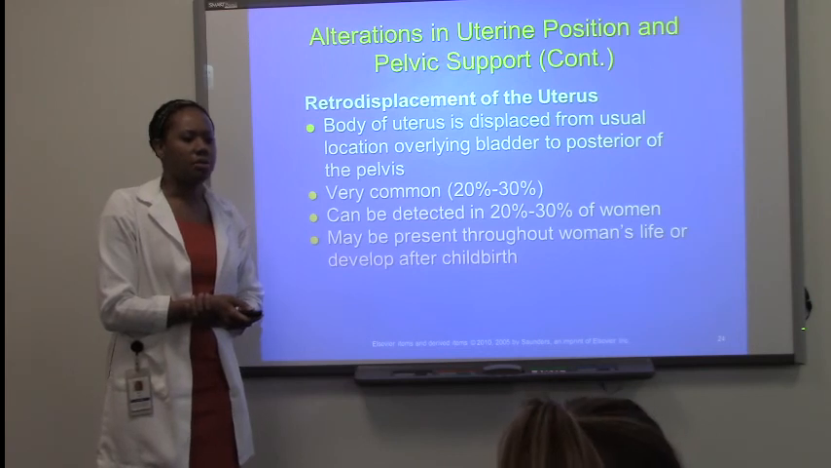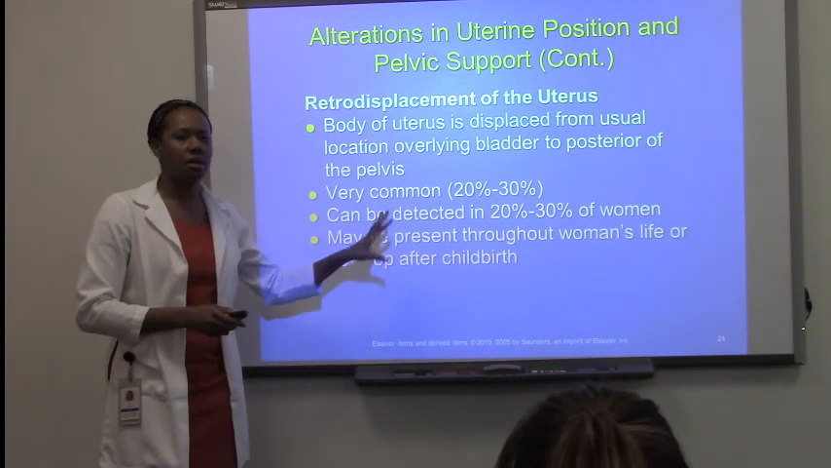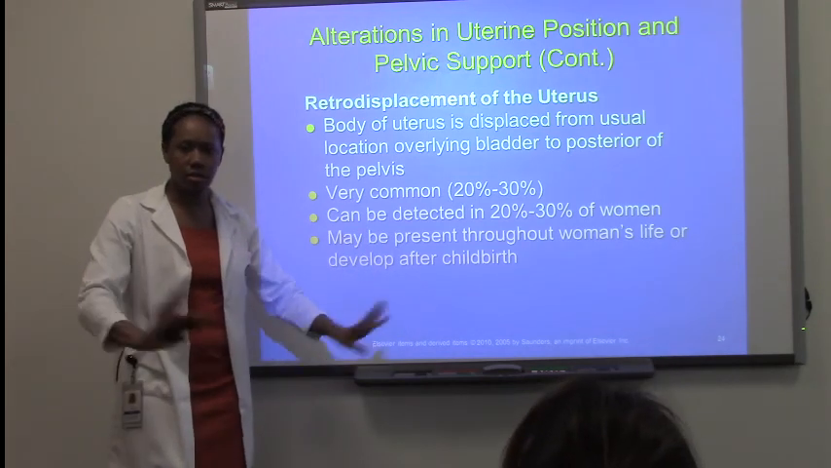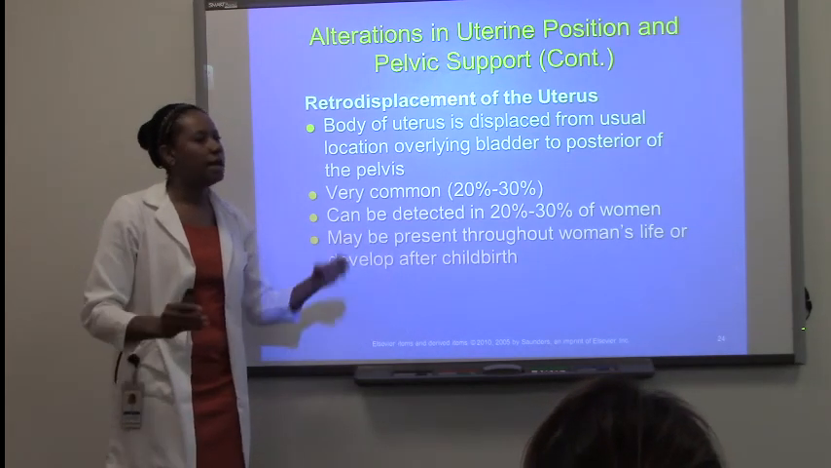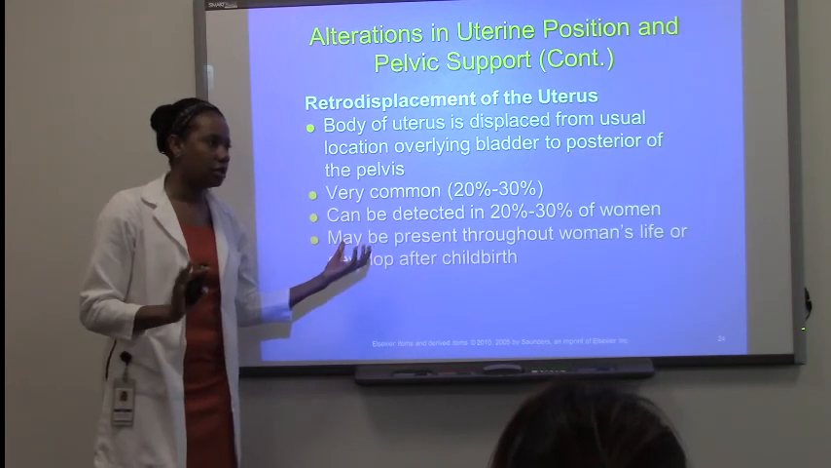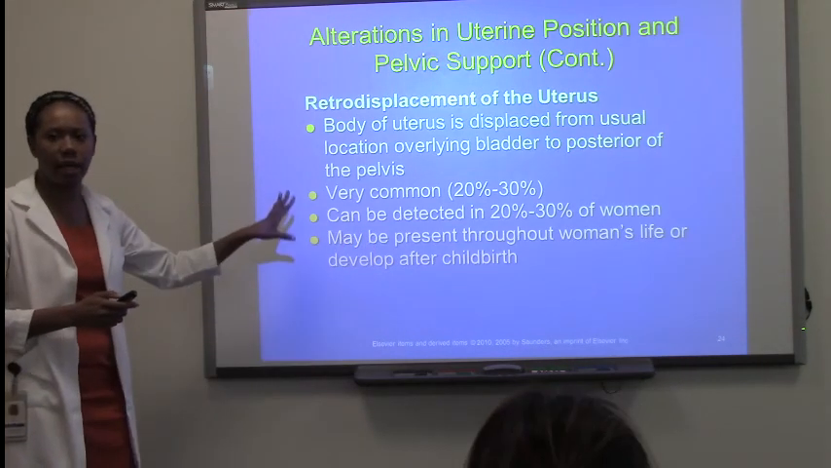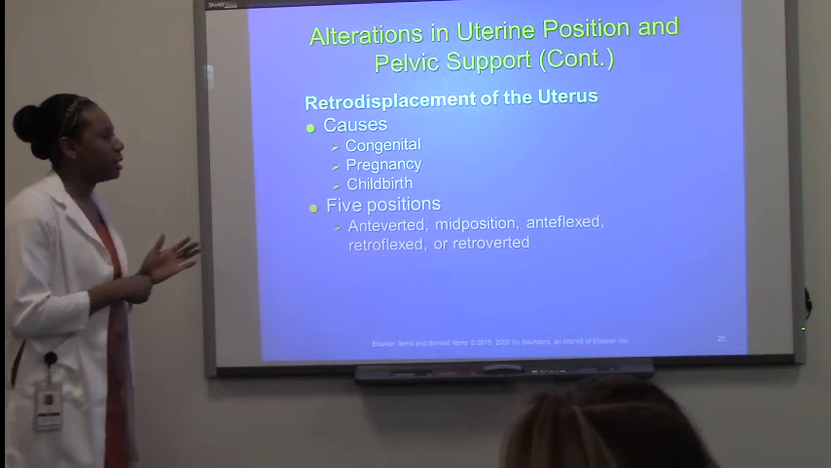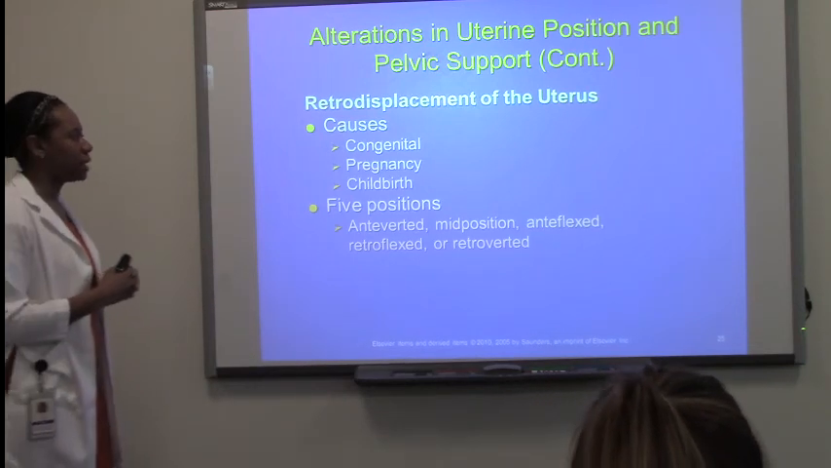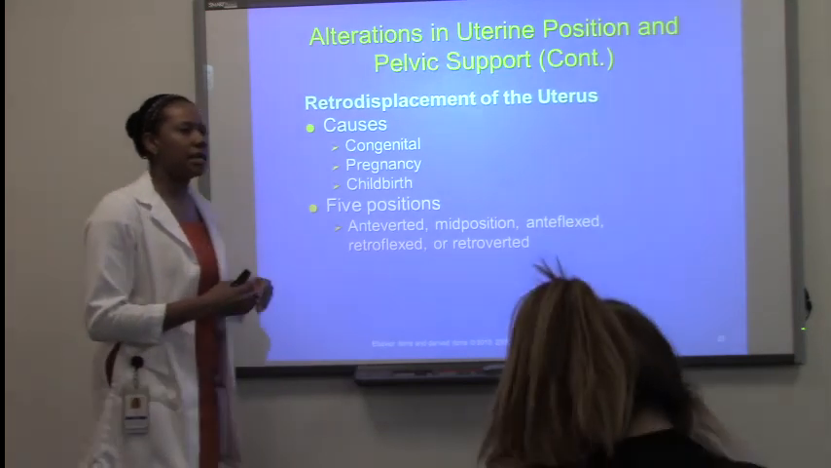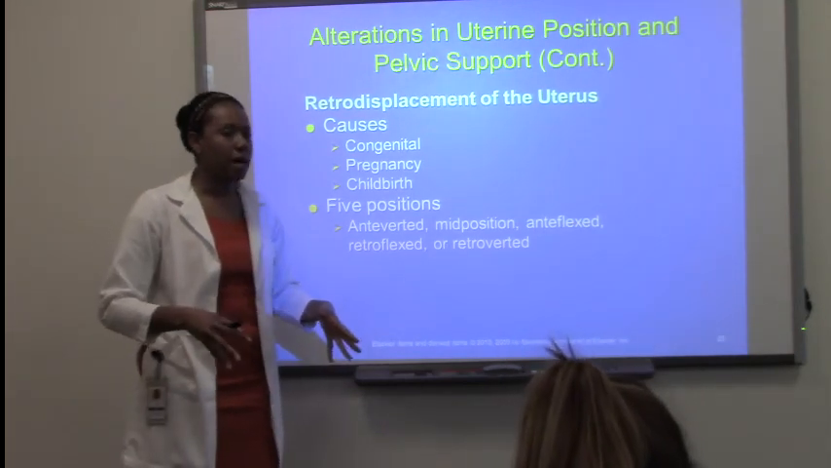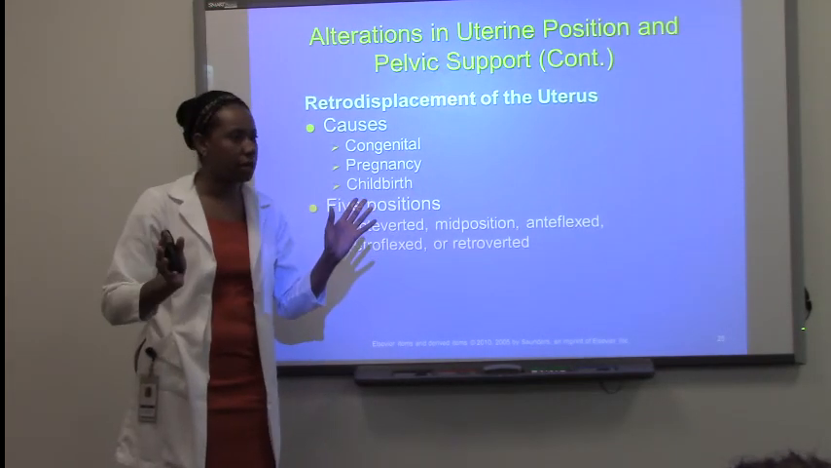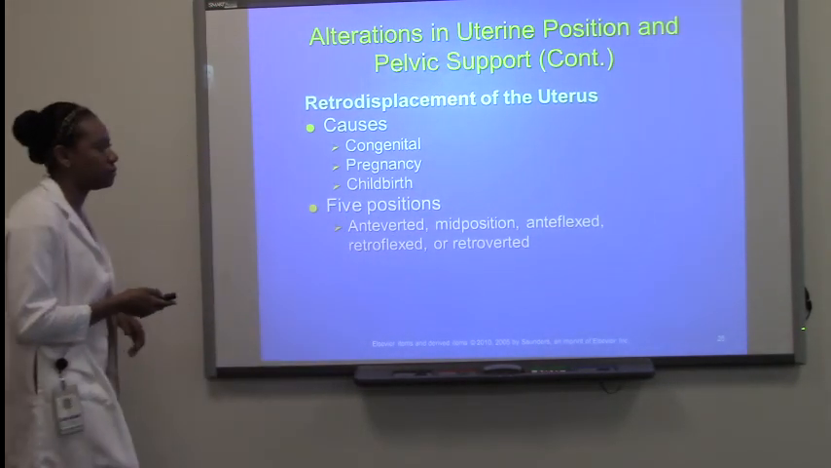Sometimes this is something the woman just lives with and it's okay, and they can still deliver normally and everything's fine. Or sometimes it can pose an issue. So I don't want you to feel that it's always an issue. Causes here can be congenital, you can be born with it, or pregnancy and childbirth. Multiple pregnancies and multiple childbirths can cause the uterus to move and shift and go into a different position.